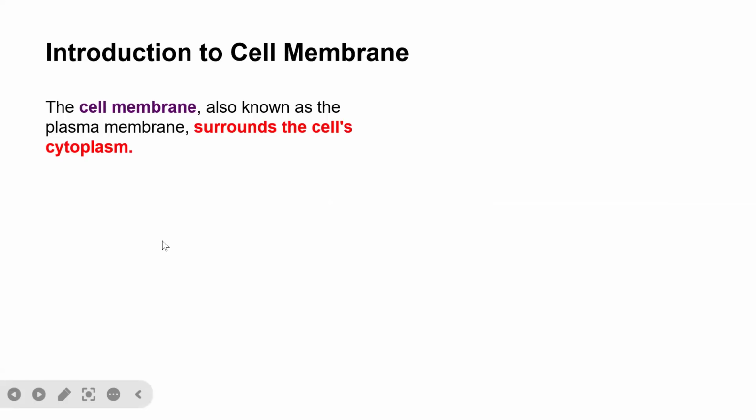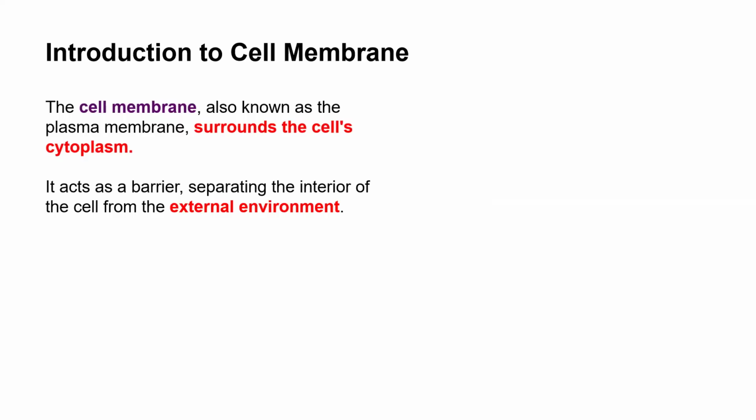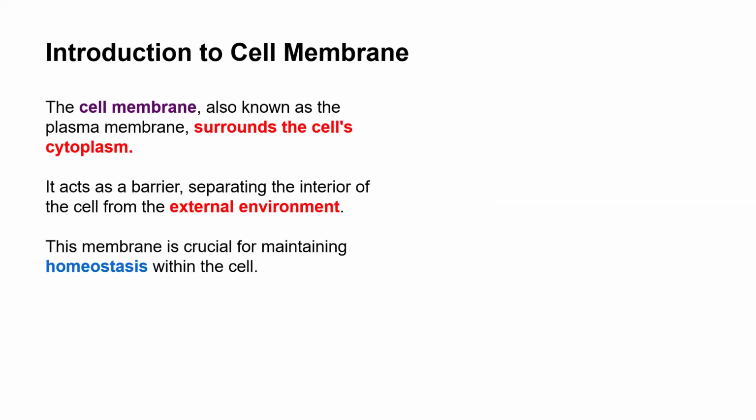You know that cytoplasm is the part of the cell that contains all the organelles, in which all other organelles of the cell are suspended. So the cell is surrounded by this cell membrane. The cell membrane acts as a barrier separating the interior of the cell from the external environment. It is important for maintaining homeostasis within the cell, that is, maintaining the regulation of the cell. It involves maintaining the balance of what will get in and out of the cell.